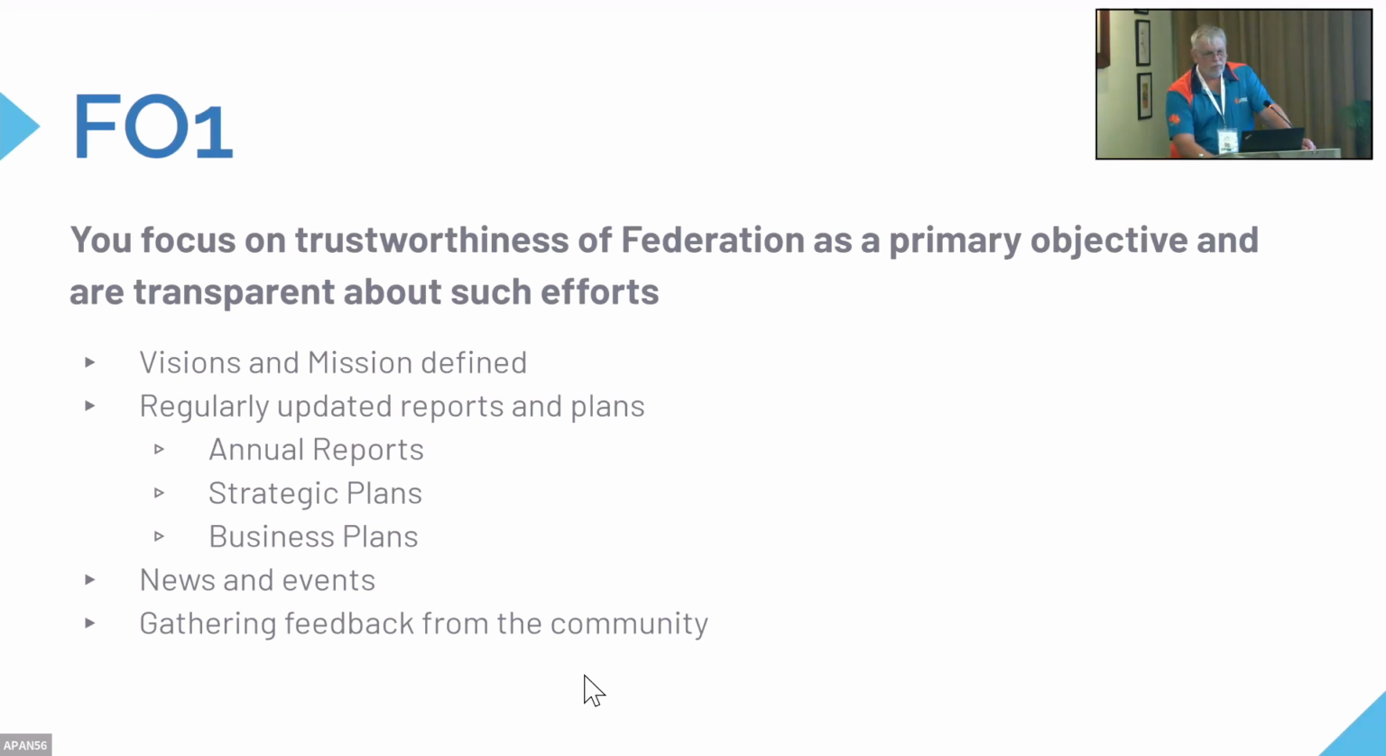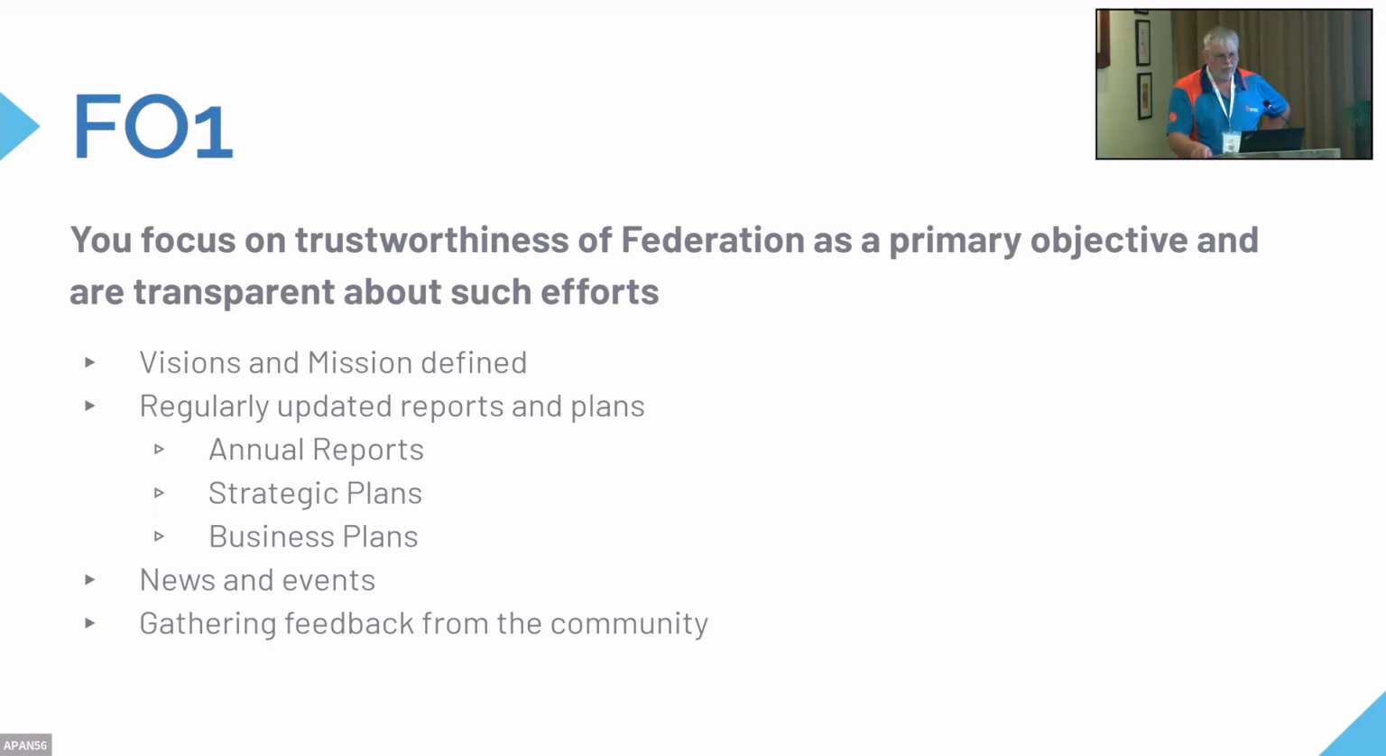So what does that mean in detail? Trustworthiness of Federation is a primary objective, and you're transparent about such efforts. So for us, our key thing is our vision and our mission, and that's a very high-level document, but within there are words like trust and security and all sorts of stuff that we're trying to achieve. They're very short statements, but having one of those really sets the framework for the operation of the Federation.